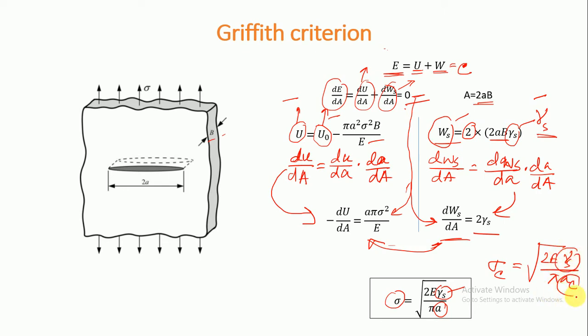Here ac is the critical crack length, and sigma is the far field stress. This is the Griffith energy criteria, energy release rate criteria for modeling of brittle fracture.